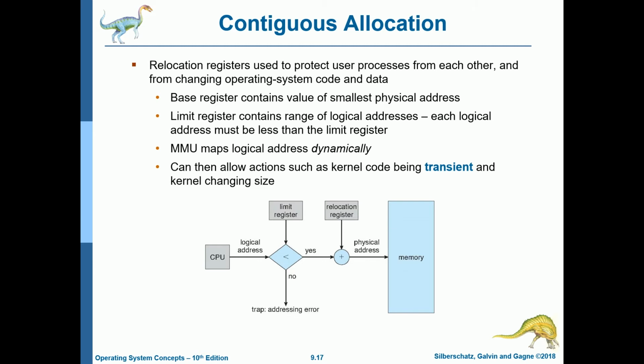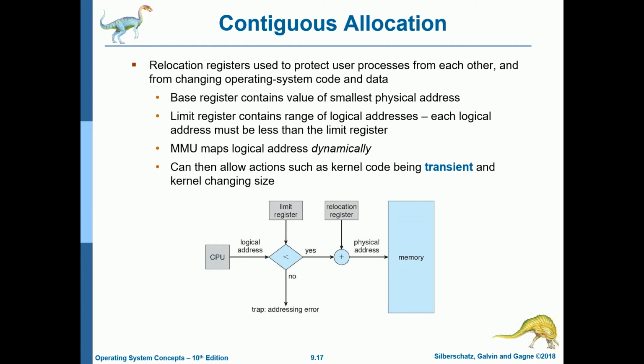If we have a system with a relocation register together with the limit register, we can accomplish our goal. The relocation register contains the value of the smallest physical address. The limit register contains the range of logical addresses. Each logical address must fall within the range specified by the limit register. The MMU maps the logical addresses dynamically by adding the value in the relocation register, as we can see right here. The relocation register scheme provides an effective way to allow operating system sizes to change dynamically.